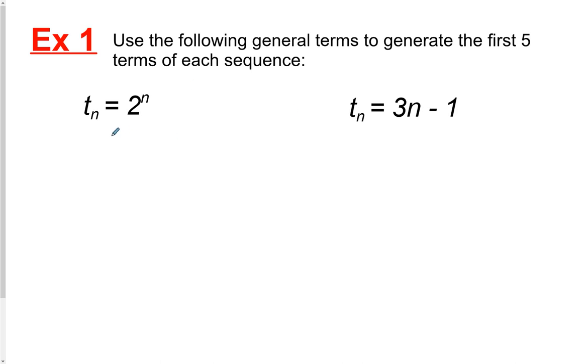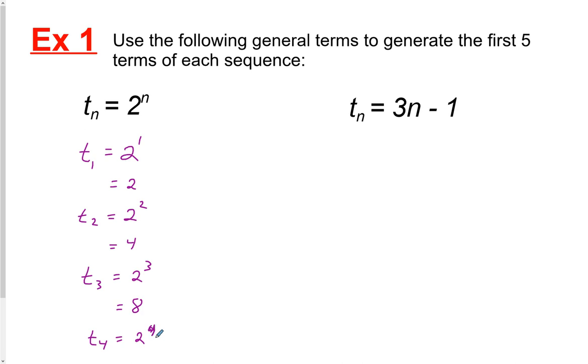Okay, so for our first one, if we want to know our first term, we're just going to write t with a subscript 1, and that means anywhere in our general term we see an n, we're going to put a 1. So this would just be 2 to the 1, and 2 to the 1 is just 2. For our second term, that's going to be 2 to the 2, which of course is 4. Our third term, we'll put as 2 to the 3, 2 times 2 times 2, or 2 cubed, that's going to be 8. Our fourth term, that's going to be 2 to the 4.